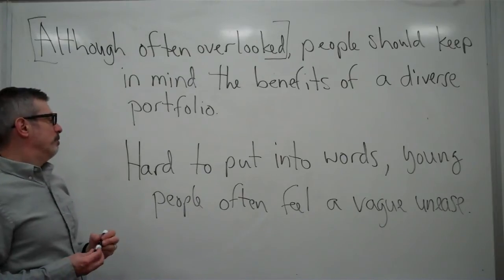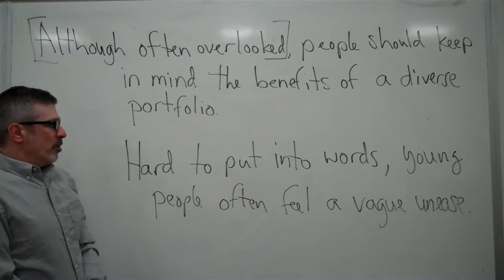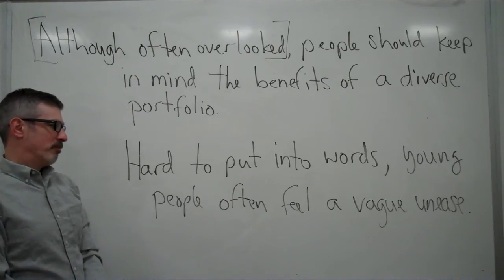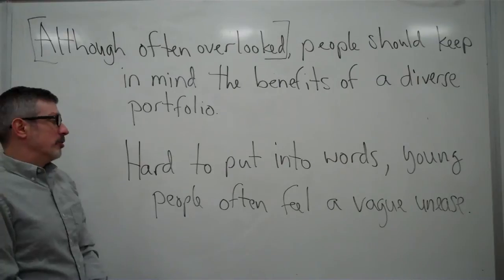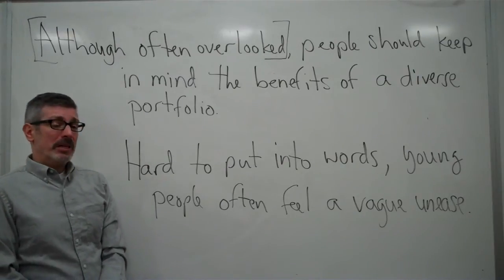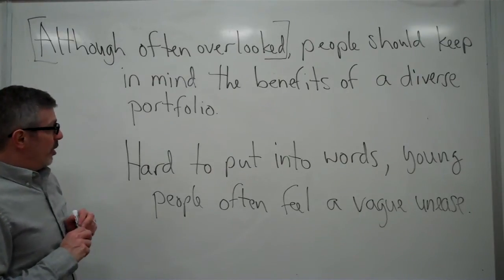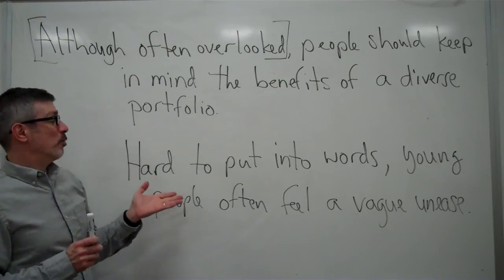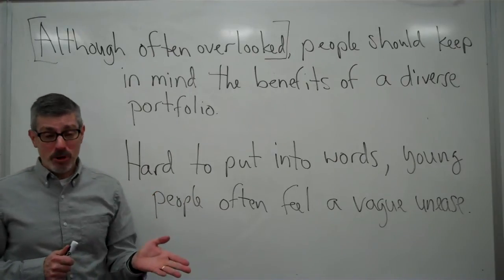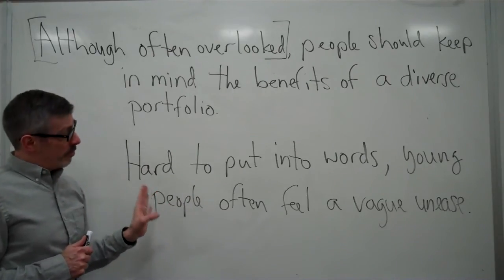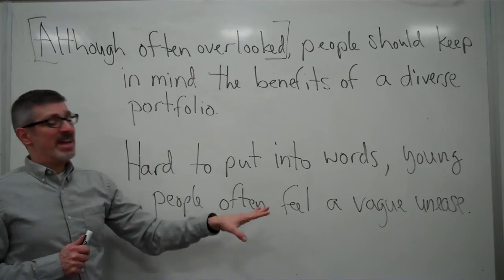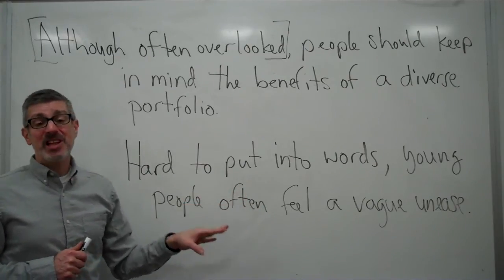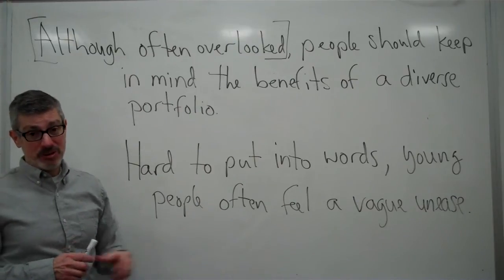Now let's look at this one. Hard to put into words, young people often feel a vague unease. So the problem here is that what is being said is hard to put into words. It says young people are hard to put into words. What the author means to say is that the vague unease felt by young people is what's hard to put into words, but that's not what this sentence actually says.